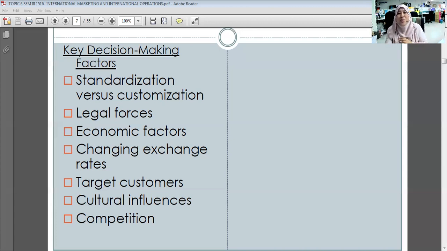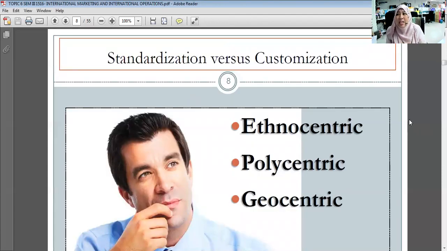Okay, all right. So we're moving to the next one. I cannot finish this topic in one day, so it will have many parts. Okay, so we do have standardization versus customization. For those who have your manual with you, again I would like to say thank you so much to those who keep supporting by buying my manual online. I see your effort there. Thank you, and please use your manual wisely.